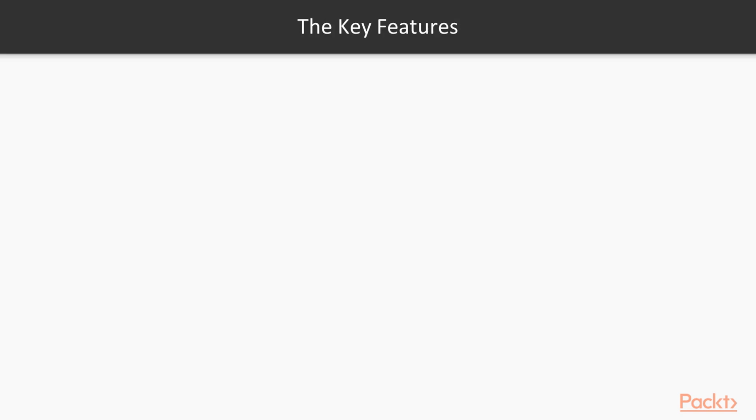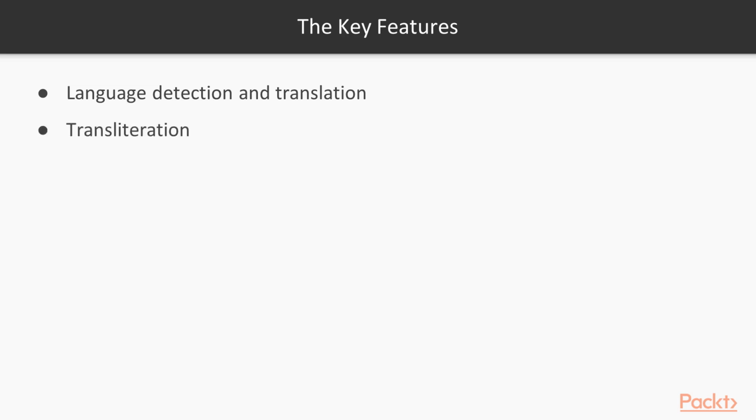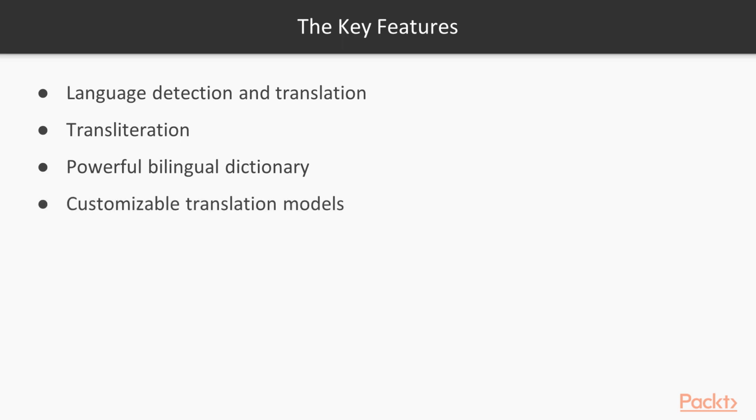So what are the key features of translator text? Language translation and automatic language detection. Transliteration, which is translating text between different alphabets. Being able to look up words in a powerful bilingual dictionary. The ability to create customized neural translation models. And support for online and offline translation in Android mobile apps.